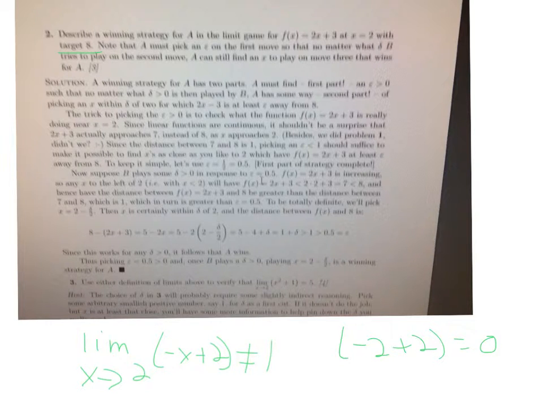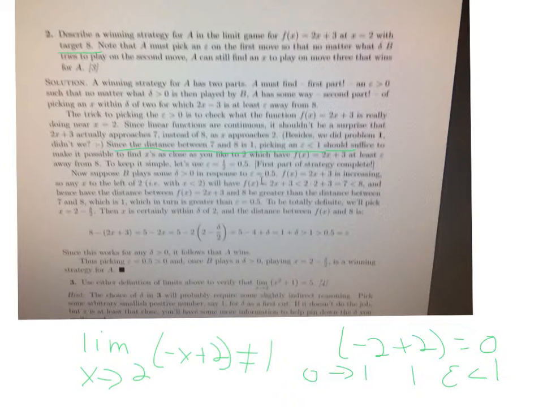So he's saying, since the distance between 7 and 8 is 1, then picking an epsilon less than 1 should work. And so here, the distance between 0 and 1 is 1, the same as that. And so we're going to pick an epsilon less than 0, which means, I'm sorry, it's been a long day, less than 1.